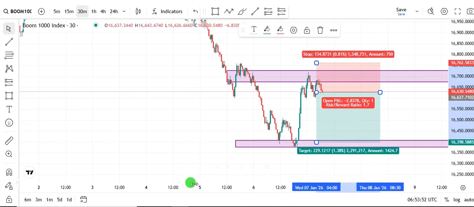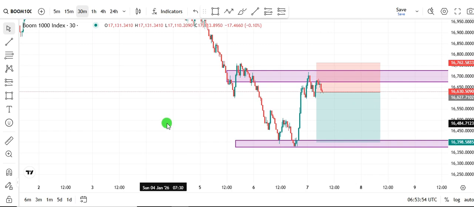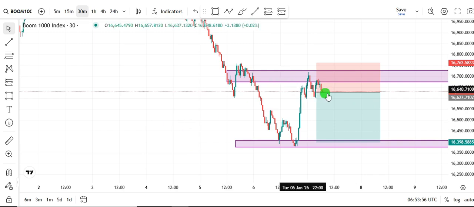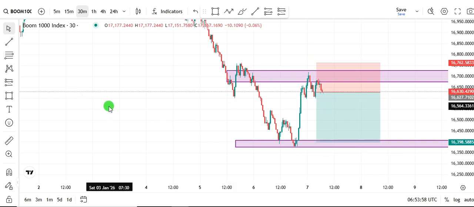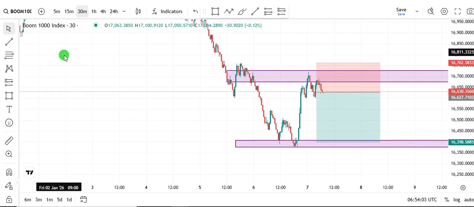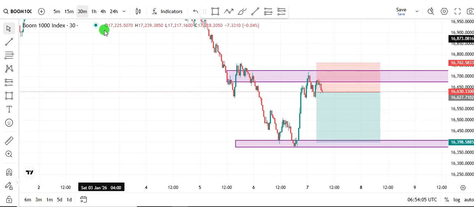But this is another trade opportunity which I will be looking at right now. And of course, I'll be going short on Boom 1000. So currently I'm on two trades: Volatility 75, where I'm on a bullish trade, and I just entered a bearish trade on Boom 1000.